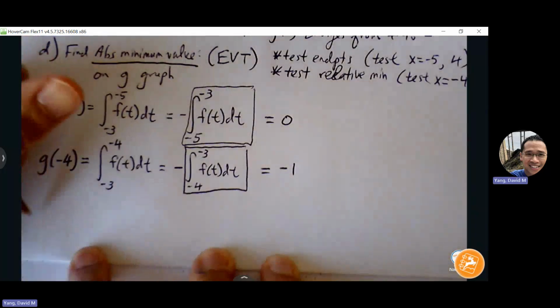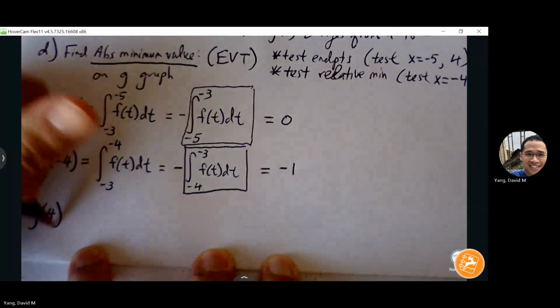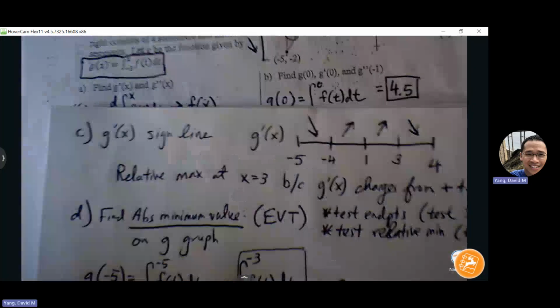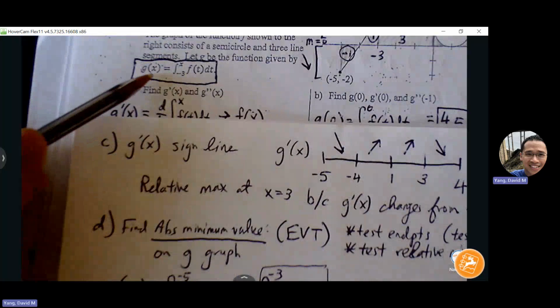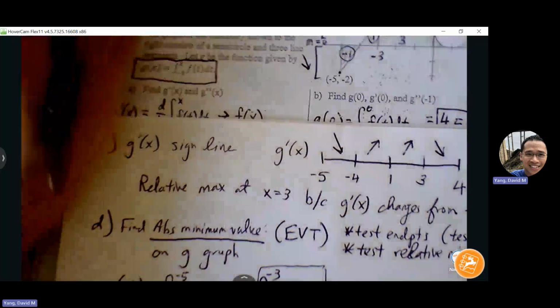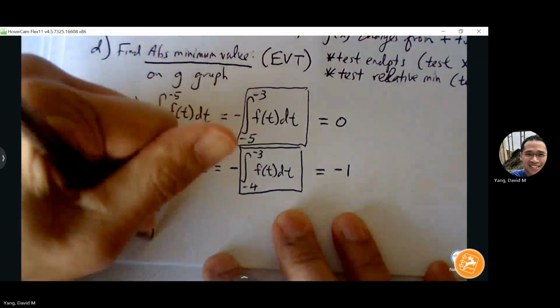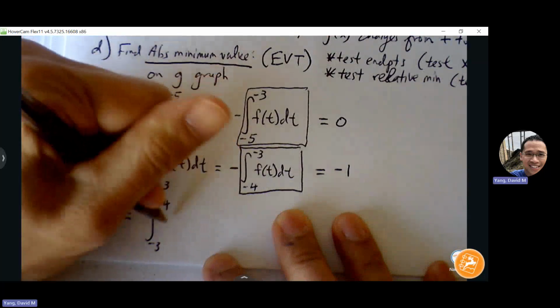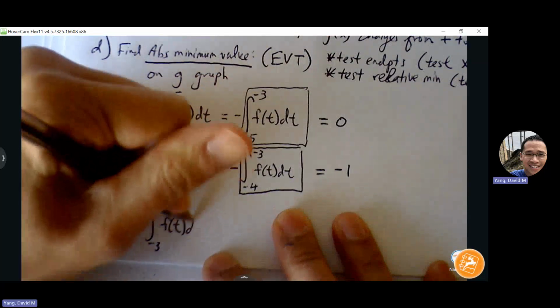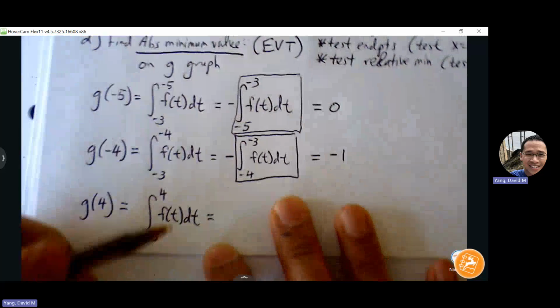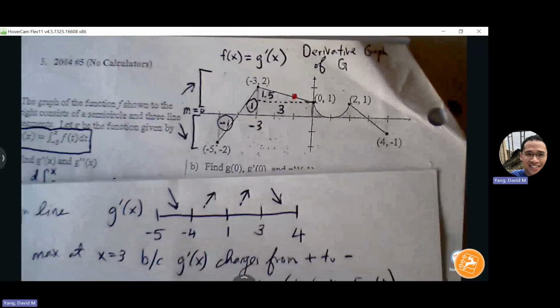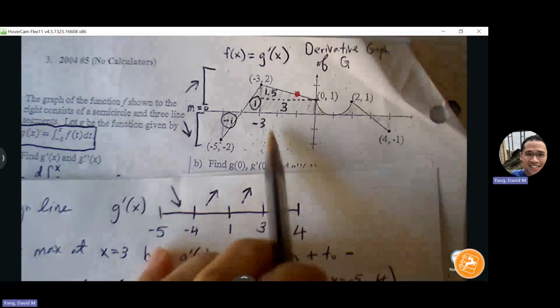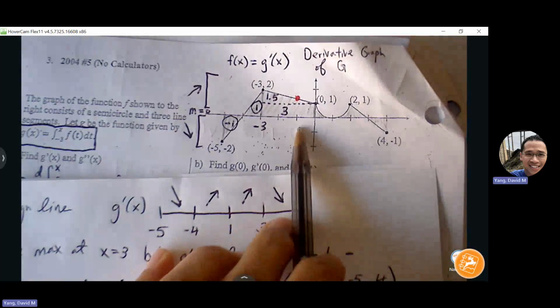G of 4. Okay, go back to your definition. G of 4, we plug in the upper bound. How about this one? Do we need to change anything? This one's good, right? This one is in the order that we want from lower to upper. So we just have to add up all these regions that we see here from -3 all the way to 4.